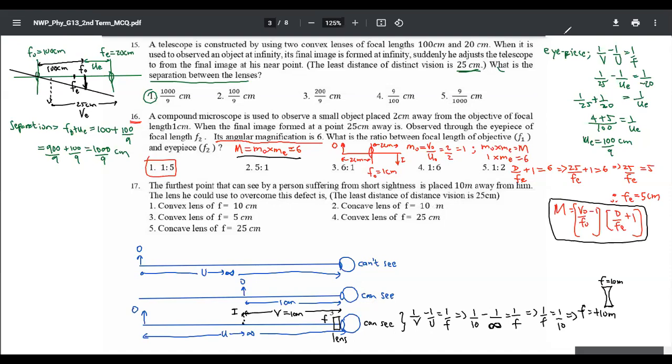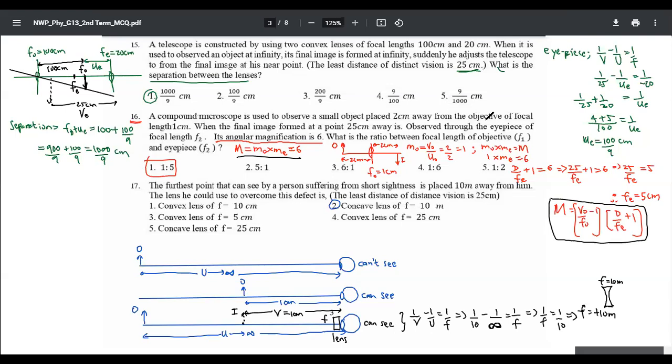No. And now how many of you got 10 meters concave? 10 meters concave. How many of you got it? Put your hands up. Good. So people who have got 10 meters, you have done it correctly.